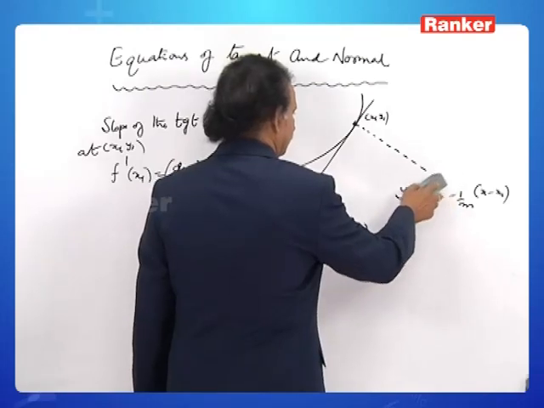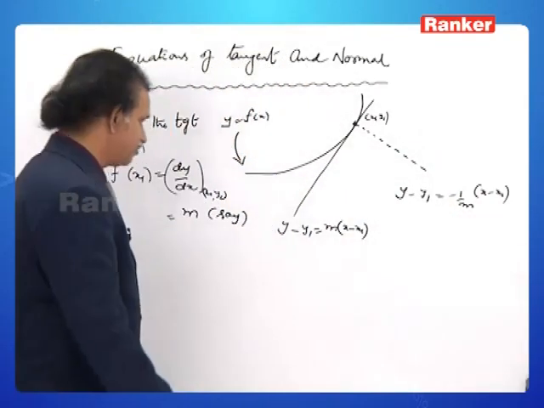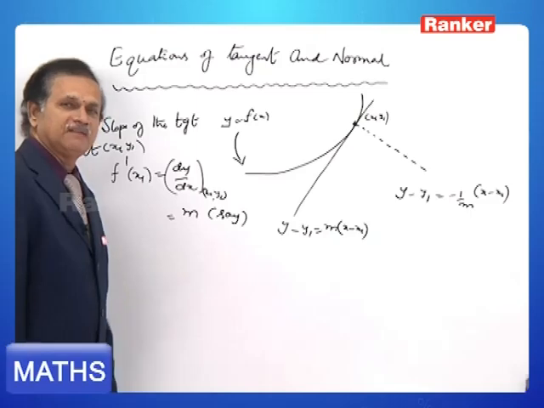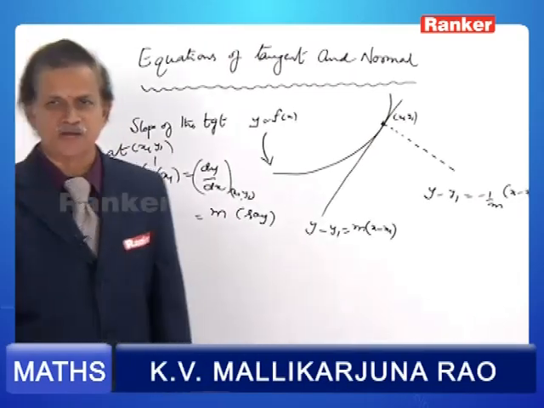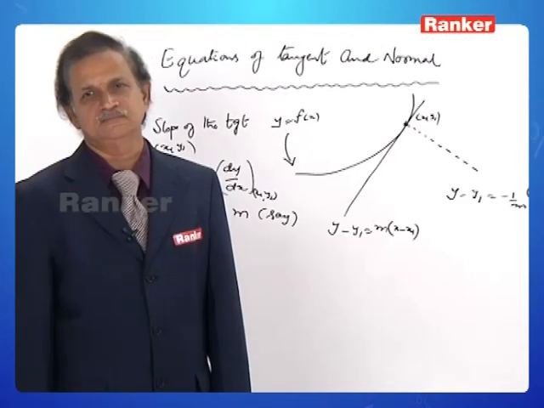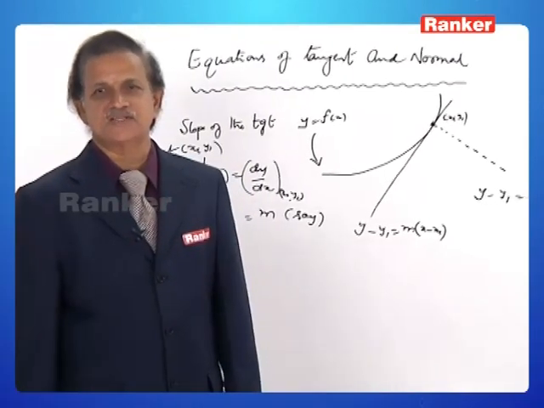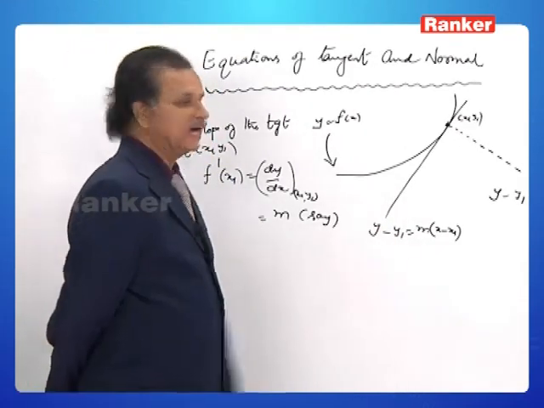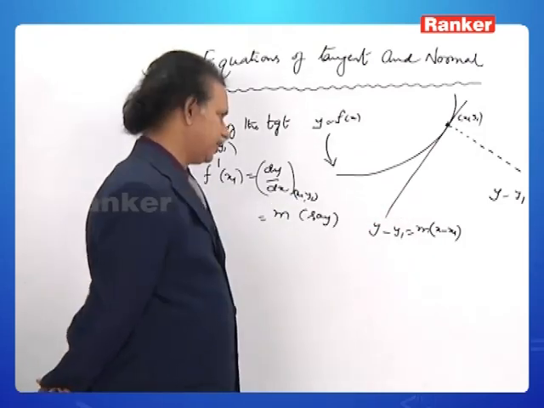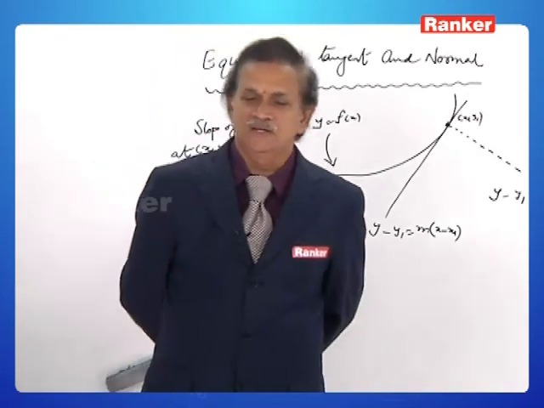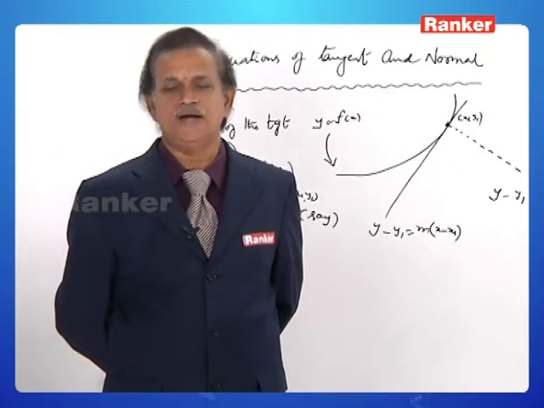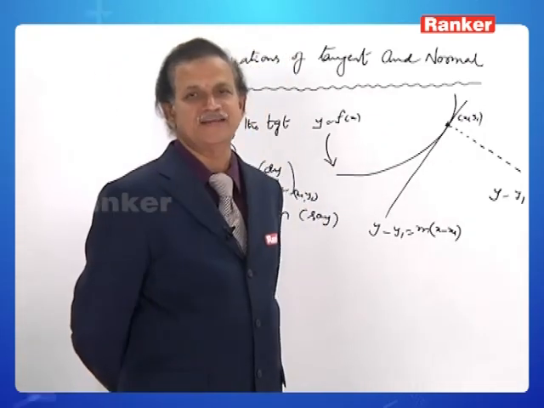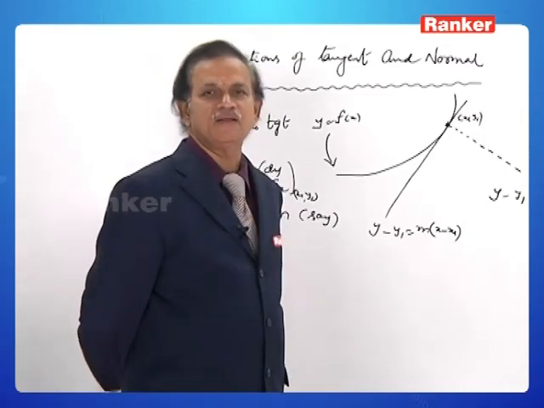What is m? As explained previously, it is dy by dx at x1, y1. Do you believe that it is the slope of the tangent? Yes, of course. The previous discussion helps us agree that it is the slope of the tangent at x1, y1. Therefore, the equation of the tangent is y minus y1 is equal to m into x minus x1, and the equation of the normal at x1, y1 is y minus y1 is equal to minus 1 by m into x minus x1, where m is dy by dx at x1, y1.